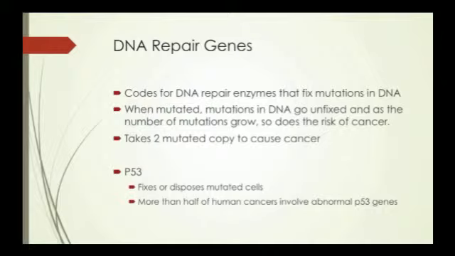It takes 2 mutated copies also of DNA repair genes to get cancer. And a very important example of this one is the P53 gene, which has the function of fixing mutated cells or killing them off if they cannot be fixed. This gene is very prone to mutation, and more than half of human cancer cases are caused by an abnormal P53 gene.